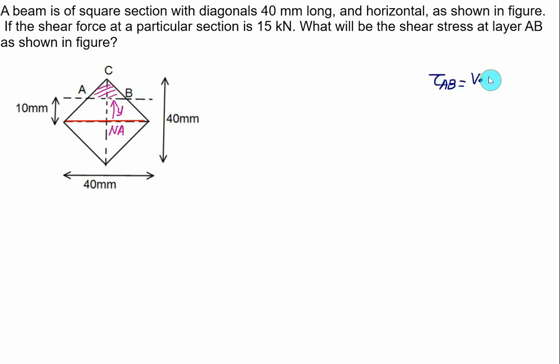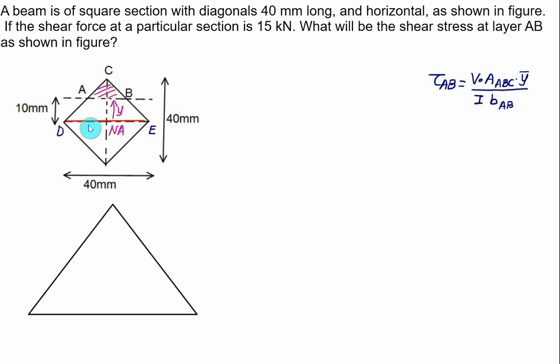Shear force multiplied by area ACB or ABC multiplied by y bar for this area, divided by I and divided by the width. This time the width is the same as AB. So you have to find out the width B.